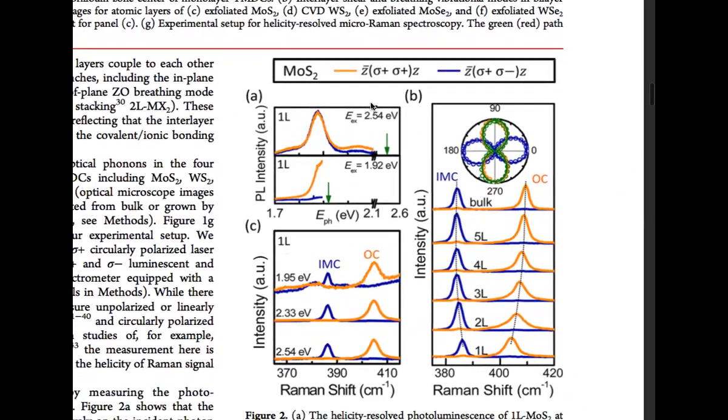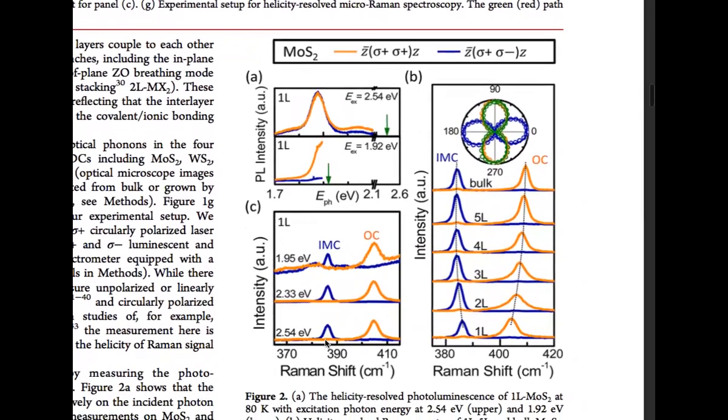For example, you can see the Raman shift of the optical modes, IMC and OC. I think this is the E2G mode and this is the A1G mode. These are the two modes that you see when you do Raman for MoS2. Usually you see both of them together. When you shine the light, you see both of the peaks. But they follow different selection rules, and you can separate them.